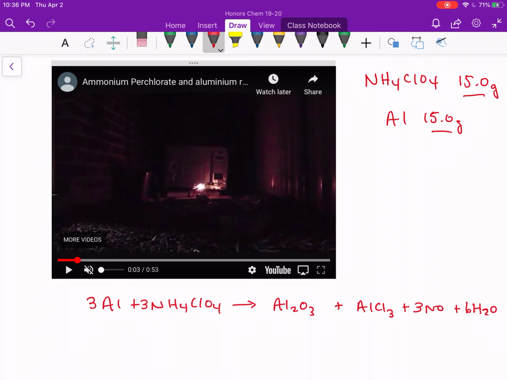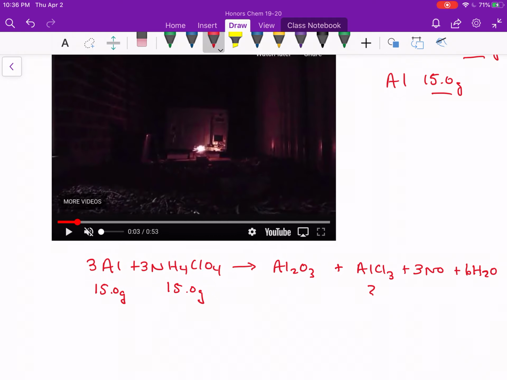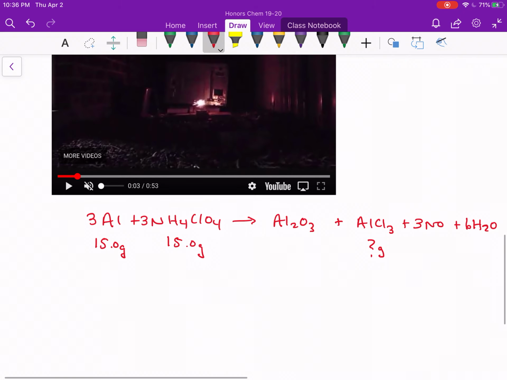Again, first thing we need to do is start off with our balanced equation. Now, since we have a finite amount of both things, we have 15.0 grams here and we have 15.0 grams here. And in this reaction, let's say we want to know how much aluminum chloride we could potentially make. So how many grams of that aluminum chloride would we make in this particular reaction? And so what we have to do is, since we have a finite amount of both reactants, we actually have to do two calculations, one with aluminum and one with the ammonium perchlorate.